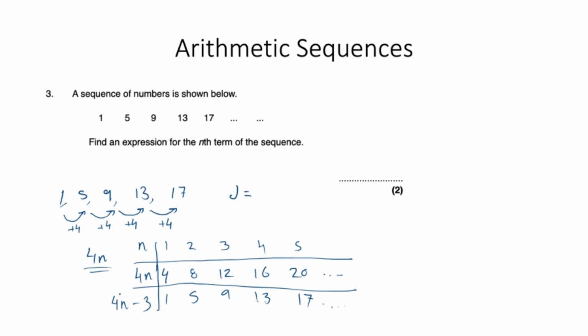And if you try that out, 4n minus 3, and substitute n with 1, you would get 4 minus 3, which is 1. If you substitute n with 2, then you will get 4n, so 4 times 2, which is 8, minus 3, which is 5. Okay, same thing for the others. So the expression for the nth term would be 4n minus 3.